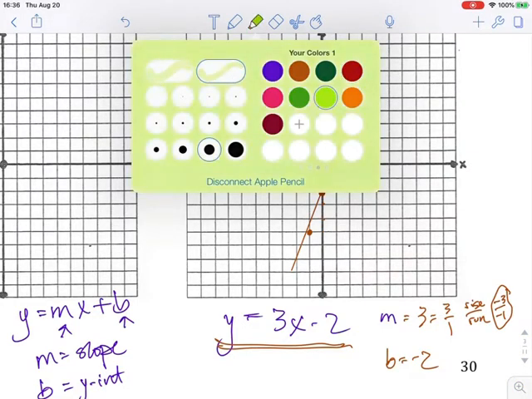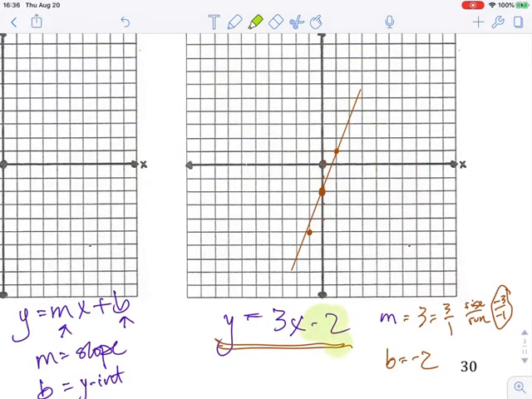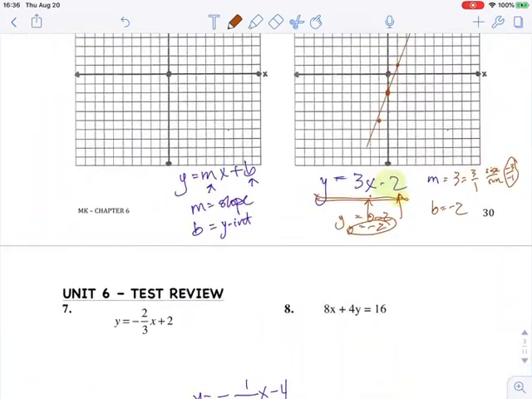Why is this the y-intercept? Sorry to be ironic, but it's because when x is 0, if you plug in a 0 there, you'd have 0 minus 2, and that happens to be the y value. Y value would be negative 2. Hence, that's the y-intercept. This is the y-intercept, not the x-intercept.